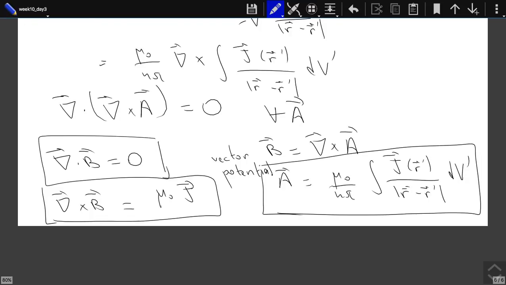It doesn't have an interpretation like the energy as in electrostatic potential. It is just something we can express B in terms of.